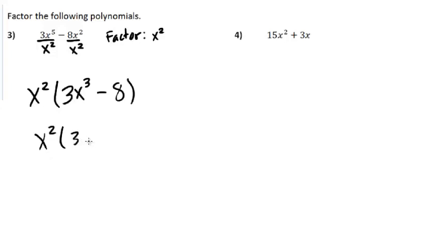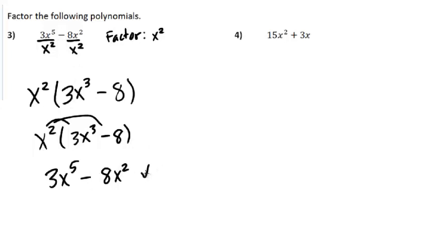Okay, so I'll show you guys the check here real quick, so as you're writing it down, you don't believe that this is hocus pocus and I'm just making stuff up. So x squared times 3x cubed is 3x. We add the exponents, so 2 plus 3 is 5. So 3x to the 5th. And then x squared times 8 is 8x squared, and we're subtracting. And this is exactly what we started off with, so that's our check.